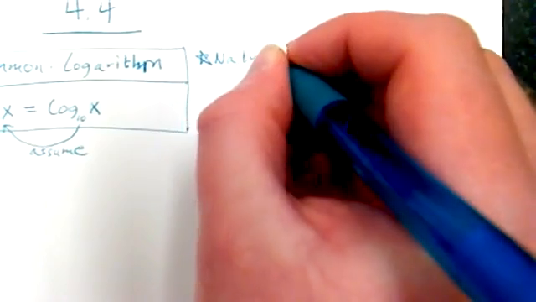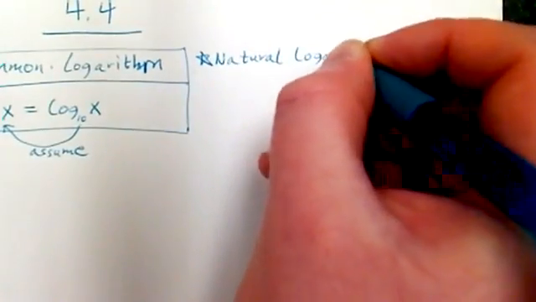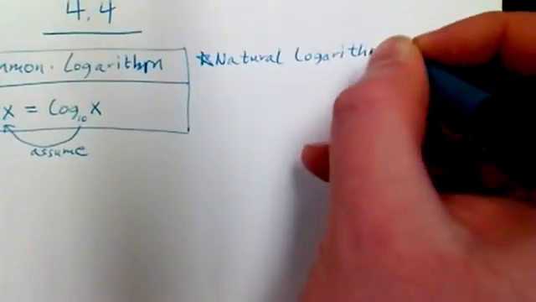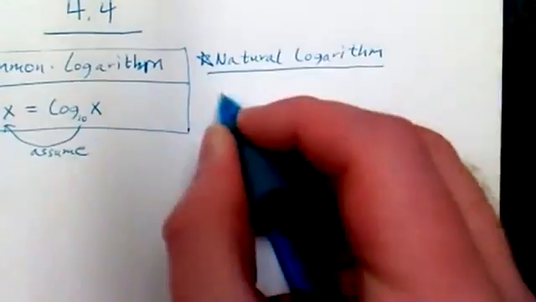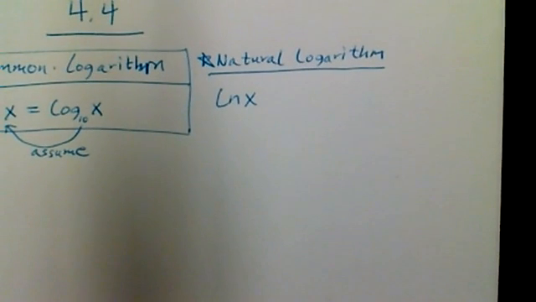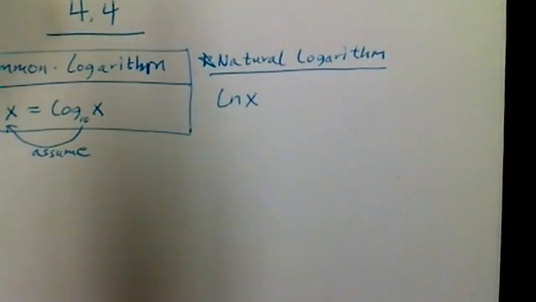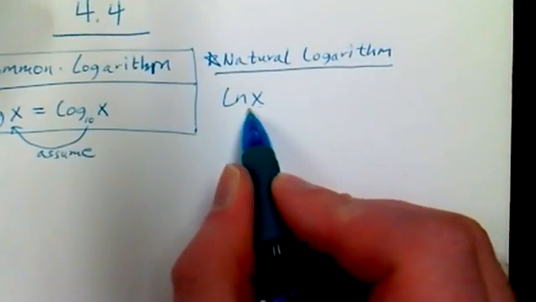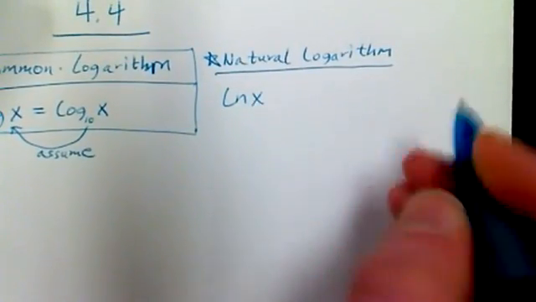And the other one that's used a lot, especially in calculus, is the natural logarithm. Okay. And the natural logarithm looks like this, ln of x. Okay, so remember these things, these logarithms, they're really functions, and x is the argument, right? That's the thing we plug in.